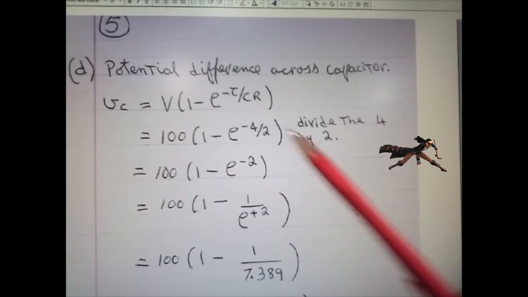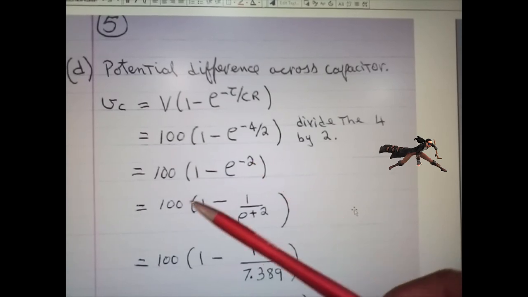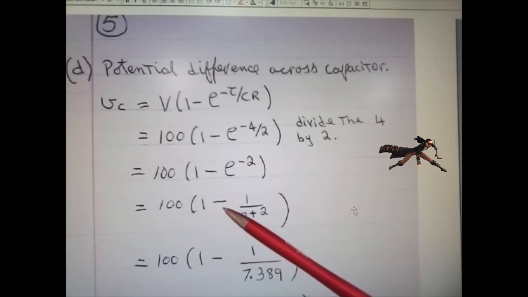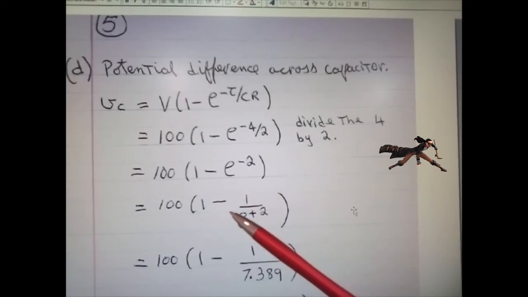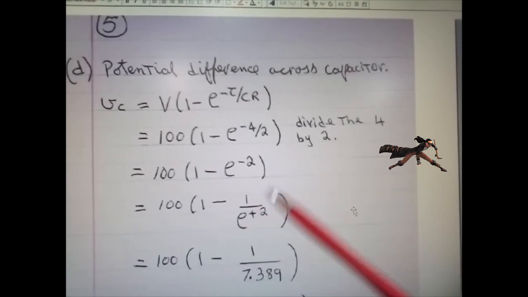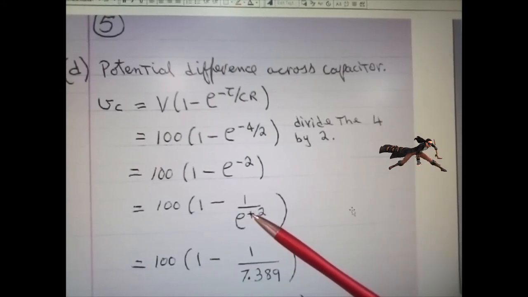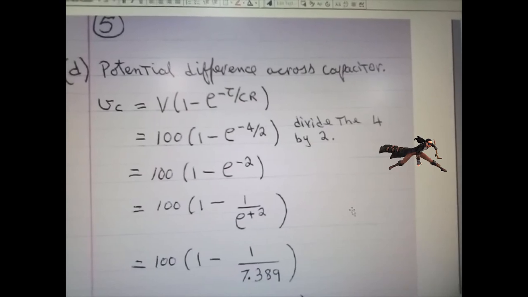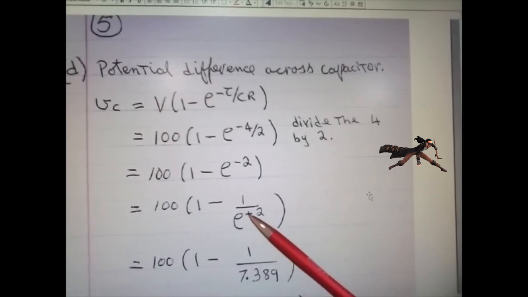Now 100(1 minus e to the minus 2) becomes 100(1 minus 1 over e to the plus 2), or 1 minus 1 over e to the 2, because the plus is only trying to tell us that it's a positive rather than a negative function. So here the plus didn't really matter. When I did it on my calculator, it made no difference to the value at all. This was just put in place to denote a positive function.